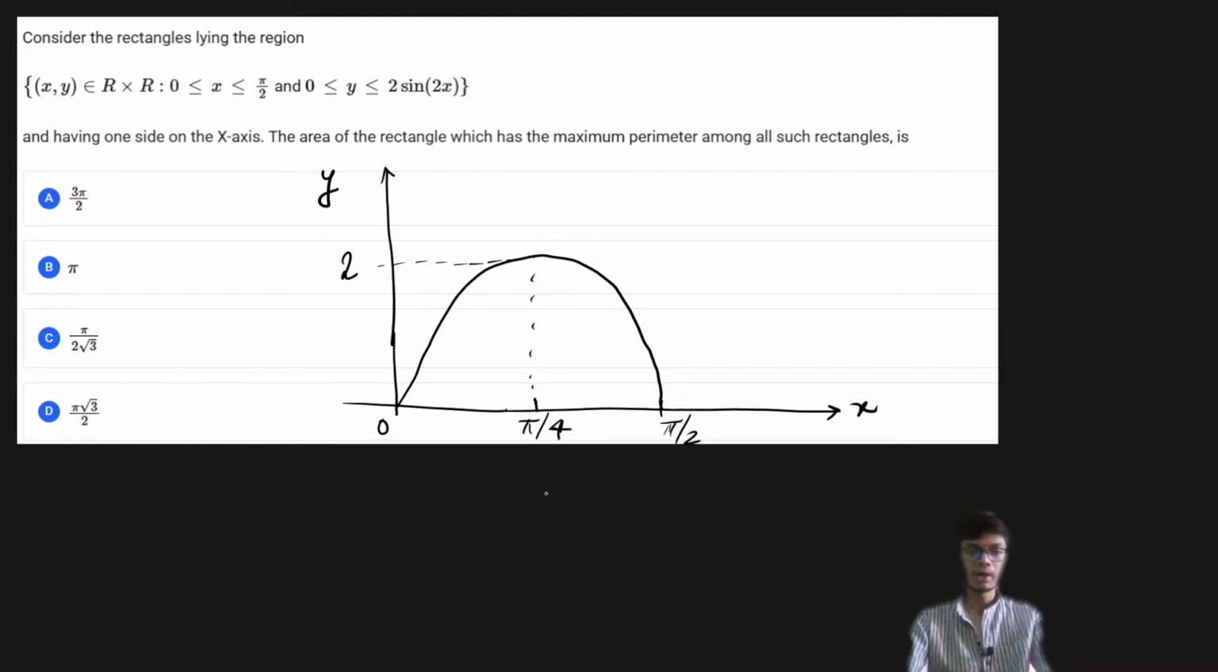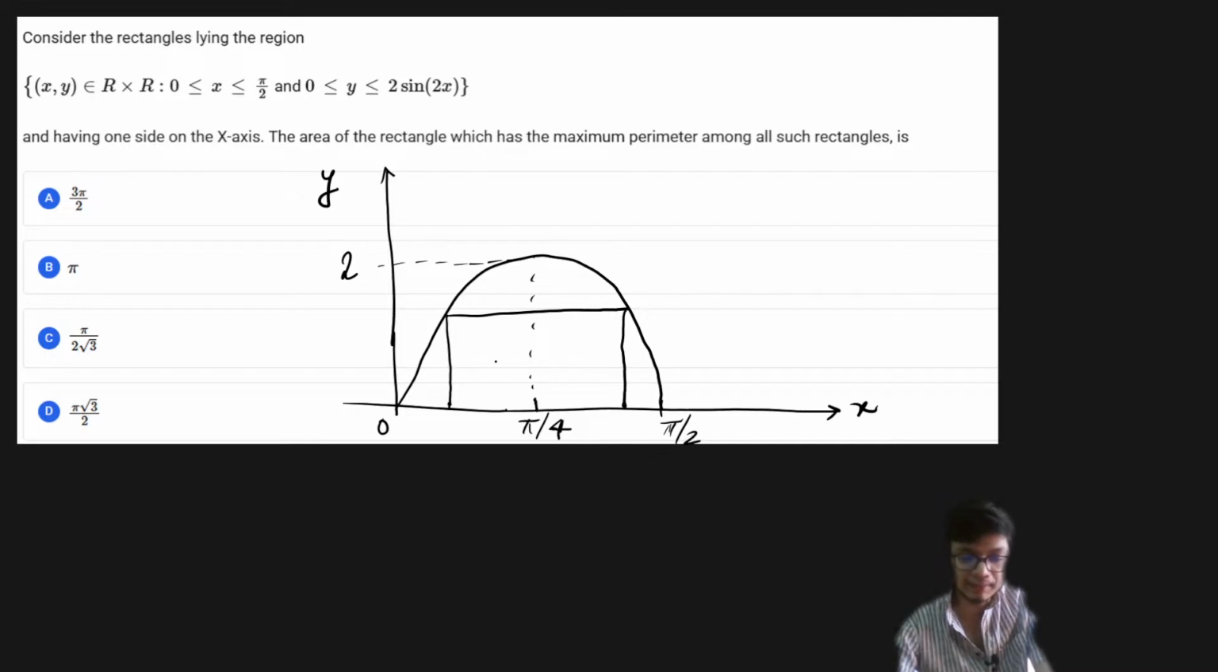Now you have to find the area of the rectangle which is going to have the maximum perimeter among all the rectangles. For that rectangle you have to find the area. So if I inscribe a rectangle inside it, the rectangle that will have the maximum perimeter will be like this, where the sides are parallel to the x-axis and the other sides are aligned with the y-axis.